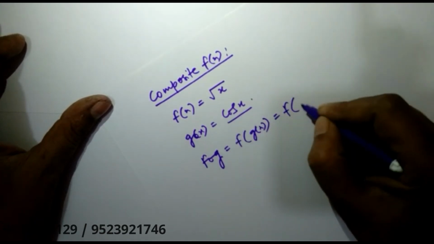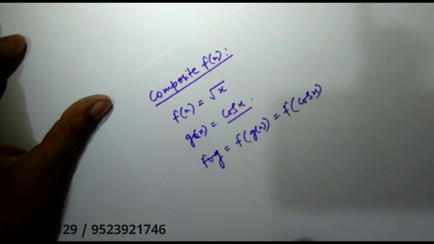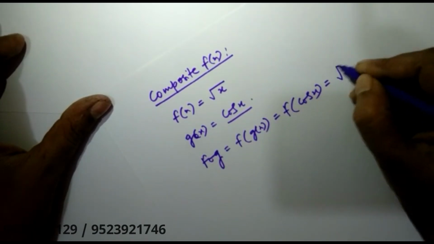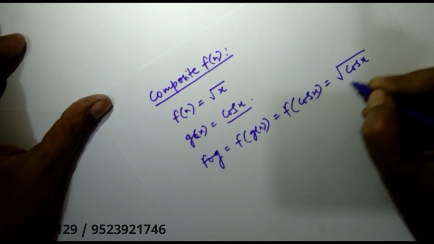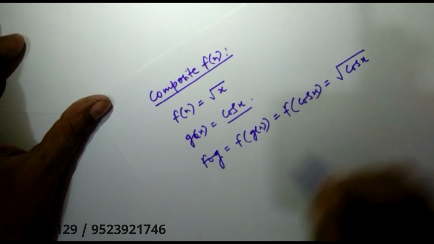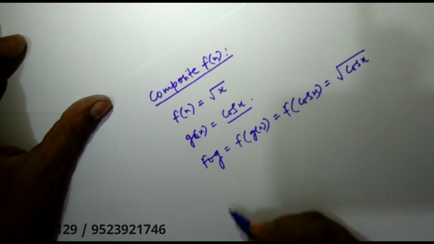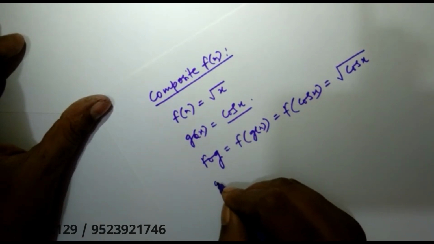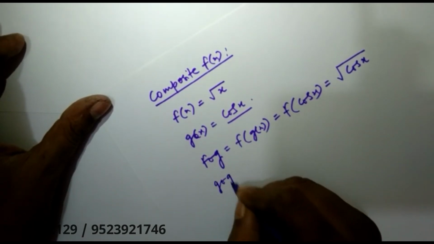f of g(x) means g(x) is cos x, so put cos x, and f(x) is root x, so f of cos x is root under cos x. That means f of g is root under cos x. This is the composite function between f(x) and g(x).